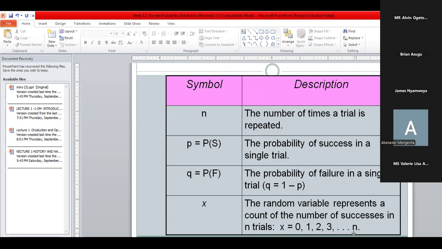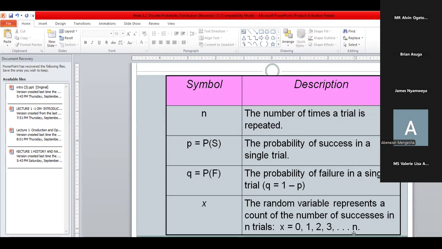If you had 4 births, n is equal to 4. If you toss a coin 100 times, n is 100. If you perform a survey on 1,000 people, n is equal to 1,000. Then p, the probability of success, and that is in a single trial.